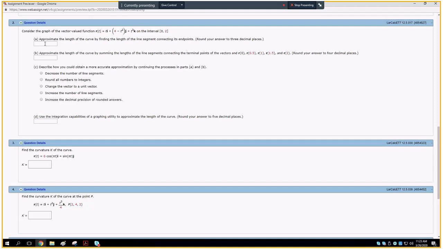So the first question is asking me to approximate the length of the curve by finding the length of the line segment connecting the endpoints. So the endpoints will be for the point 0 and for the point 2. This vector valued function looks like x of t i plus y of t j plus z of t k, where x of t is t, y of t is 4 minus t squared, z of t is t cubed. So how do I use MATLAB in order to solve this problem?